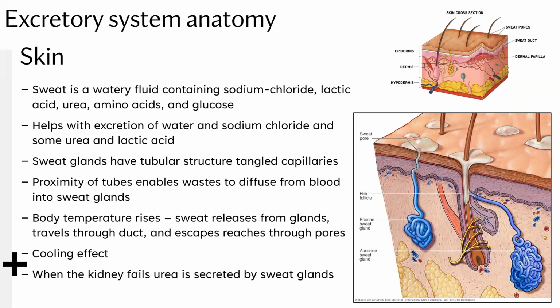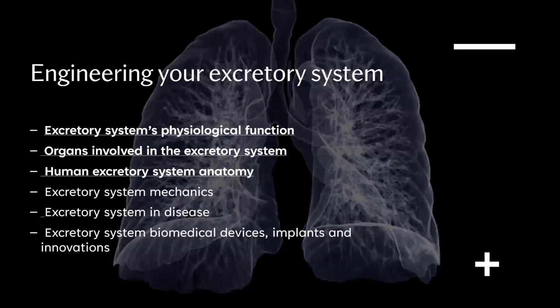And then they have this function of cooling the body by doing that, because energy is being used to basically pump these out. They also just passively expand out. And this is also an interesting point, that if the kidney fails, it then directs the urea through the sweat glands. So a more significant portion of this sweat mixture is going to be the urea.